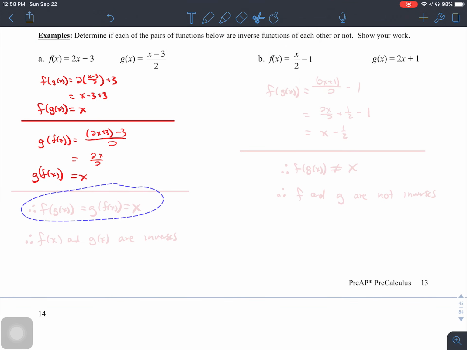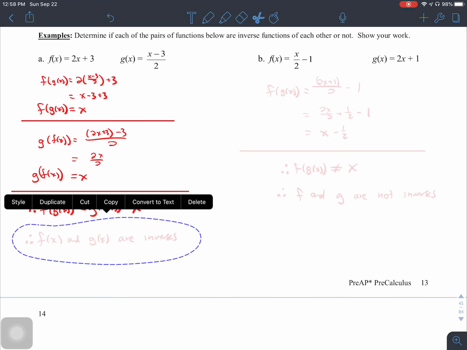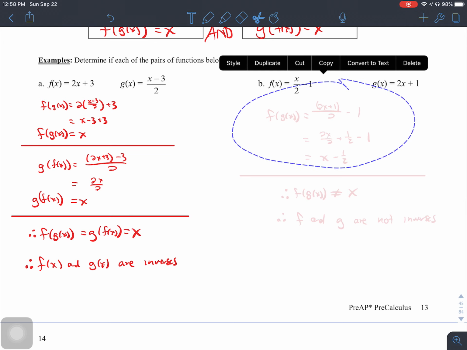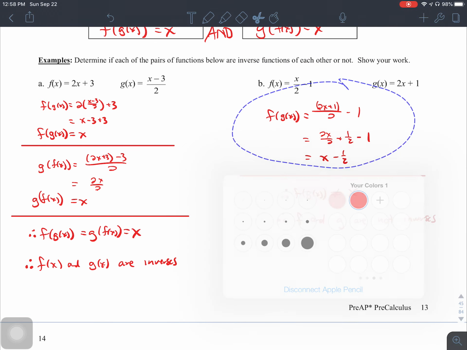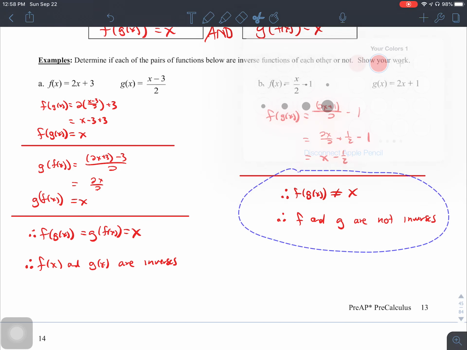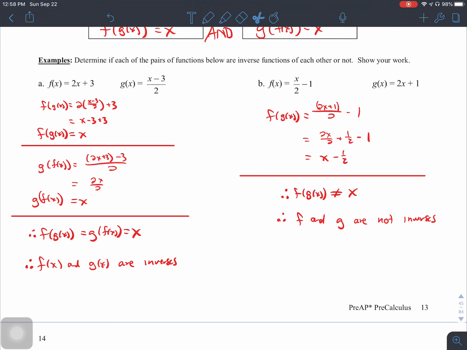What can we conclude from this? Well, this is something you would need to do on a free response question. f of g of x is the same as g of f of x, which is x. What conclusion can we draw from that? f and g are inverses of each other. Look at example B. If we try to do this one, we're going to find that the best we can do is simplify that to x minus 2. If that doesn't simplify to x, there's no point in checking g of f of x. It doesn't really matter what it simplifies to because they both have to simplify to x. Conclusion, f of g of x is not x. Therefore, f and g are not inverses of each other.